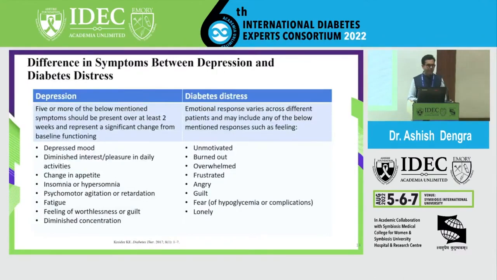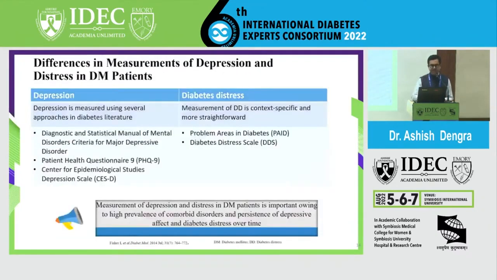For depression, I have told you 5 or more of the below-mentioned symptoms should be present. That is depressed mood, diminished interest in activities, change in appetite, change in sleep pattern, either sleeping more or less, psychomotor agitation or retardation, and fatigue. All these are the symptoms of depression. In contrast, in diabetes distress, the patient is unmotivated, burnt out, overwhelmed, frustrated, angry, feeling guilt, fear of hypoglycemia or complications, and feels lonely. So these are the basic differentiating features between DD and MDD.